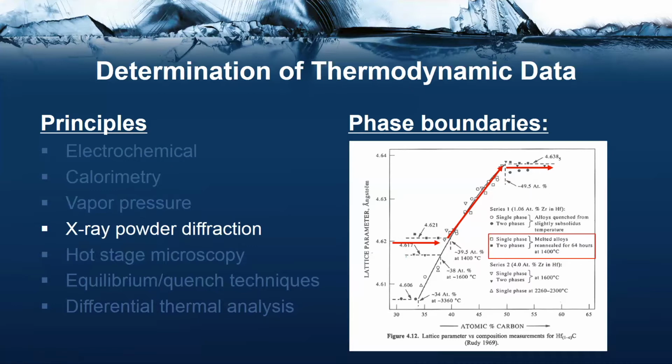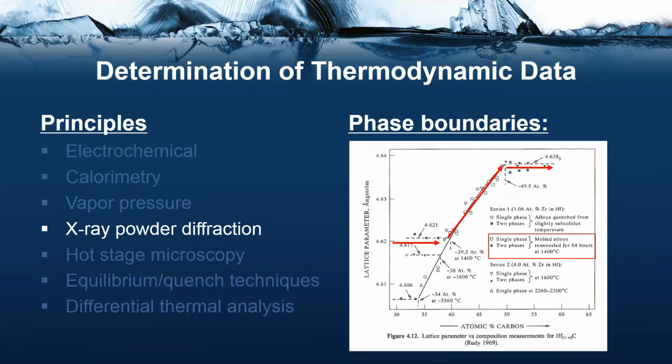Consider if you repeat this for a different temperature. For example, here at 1600, you will have a different composition for the phase boundary. And you can imagine that if we do this for multiple temperatures, we can draw the boundary between the single-phase and the two-phase regions.